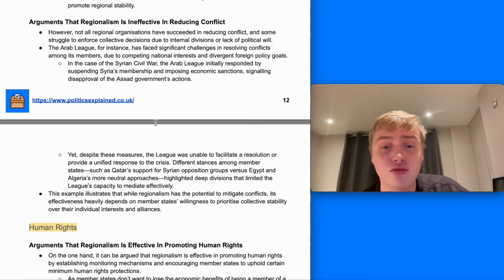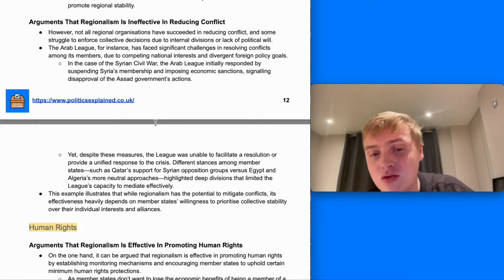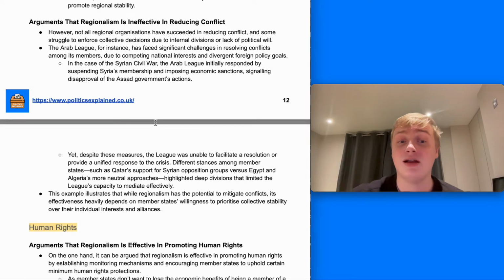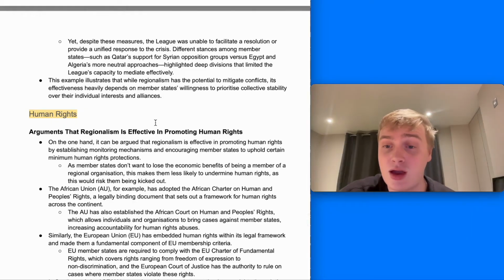And that shows that while regionalism has the potential to mitigate conflicts, its effectiveness really depends on member states' willingness to prioritise collective stability over their individual interests and alliances. And realists would argue they would almost never do so.